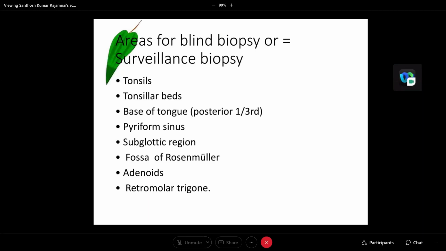So before I conclude, I just want to tell you what are the areas of taking blind biopsy in an occult primary, or this is also called surveillance biopsy. So you have to do unilateral tonsillectomy of that side, and of course you have to do the biopsy of the tonsillar bed. You have to do biopsy of the base of the tongue. You have to do blind biopsy of the piriform sinus, of the subglottic region, of the fossa of Rosenmuller, of the adenoids, and of the retromolar trigone. So you have to see the echelon node, and you have to take a biopsy from all these places until you catch the tumor, because in all these areas tumor can be submucosal, it can be hidden.